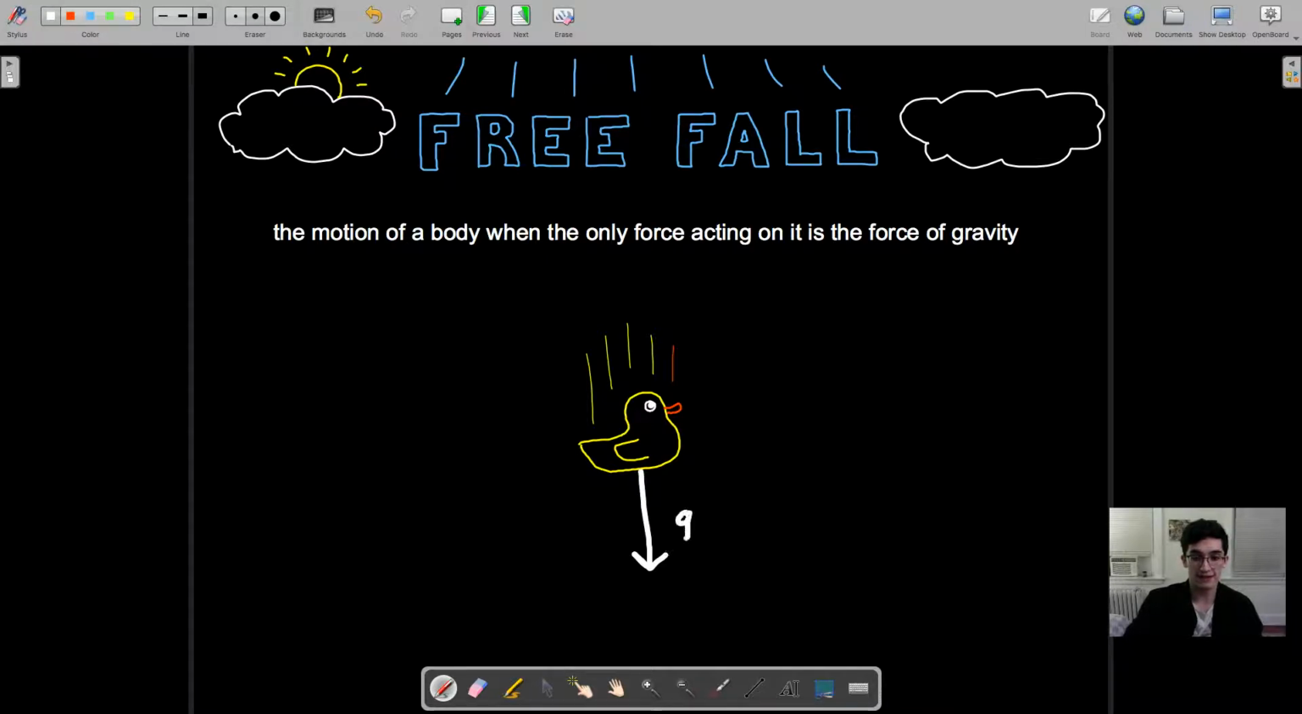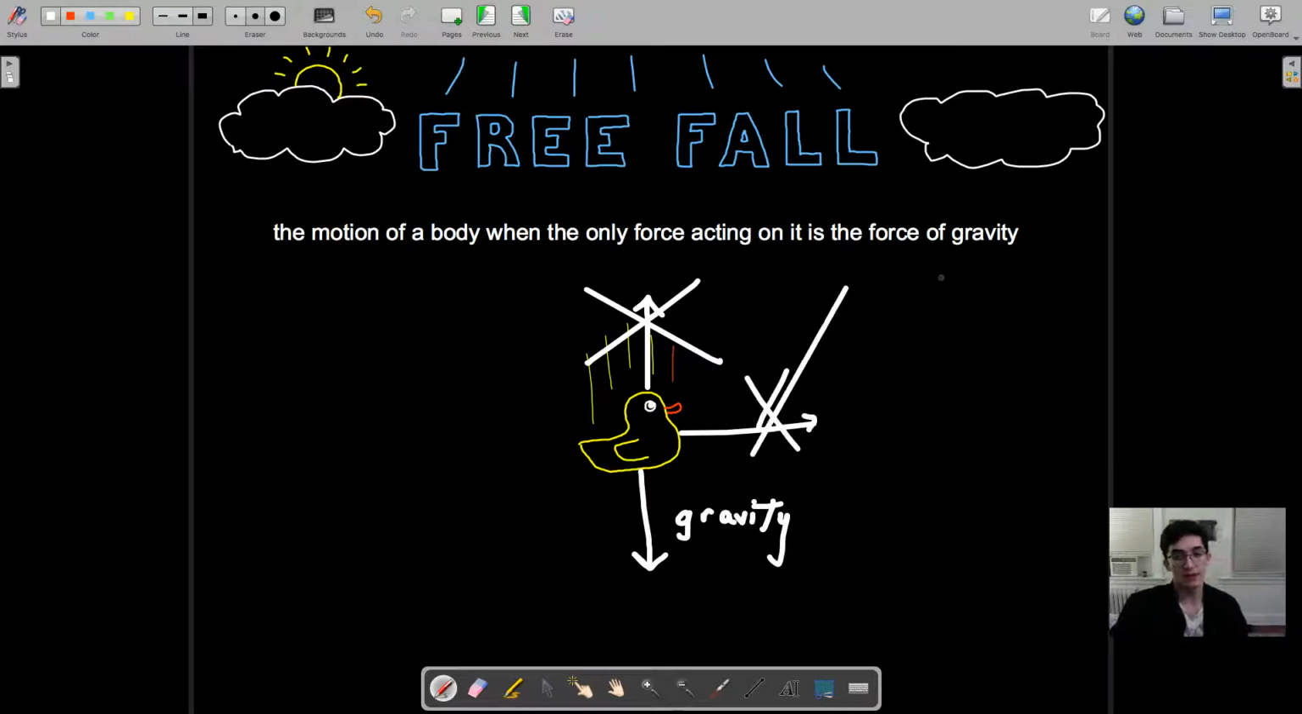So if this duck is in free fall, that means the only force acting on it is gravity, okay? We can't have air resistance. No air resistance is allowed, so we can't have some drag force slowing it down. We can't have some other applied force interfering with it, pushing it sideways or anything, okay? We can only have gravity if an object is in free fall.